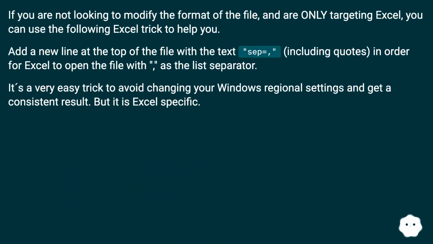If you are not looking to modify the format of the file, and are only targeting Excel, you can use the following Excel trick to help you. Add a new line at the top of the file with the text "sep=,", including quotes, in order for Excel to open the file with comma as the list separator. It's a very easy trick to avoid changing your Windows regional settings and get a consistent result, but it is Excel specific.